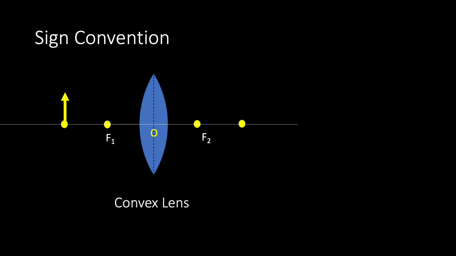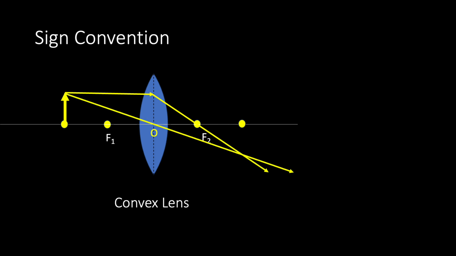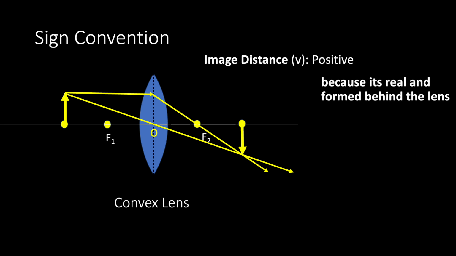Now let's look at the image formation. This is our object and let's draw principal rays. And this is our image. When a convex lens forms a real image, it appears on the right side. Since it's on the right, the image distance V is positive.